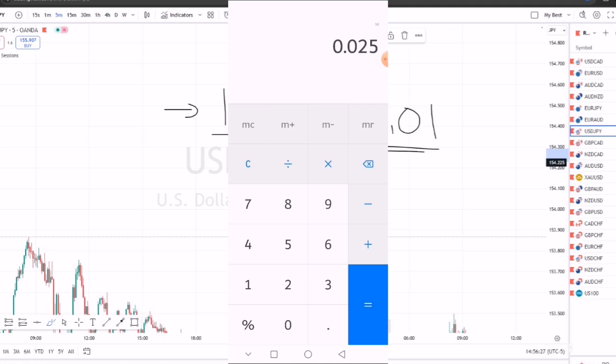You can even round it off to 0.03 for that account balance. Now remember, I know a lot of traders who start with a balance that is less than $100. If your balance is less than $100, let's say it is $50, what you are supposed to do, remember I told you about the cent account.